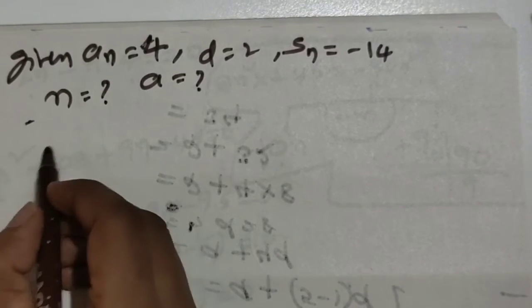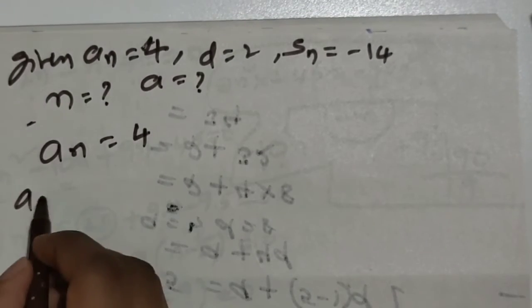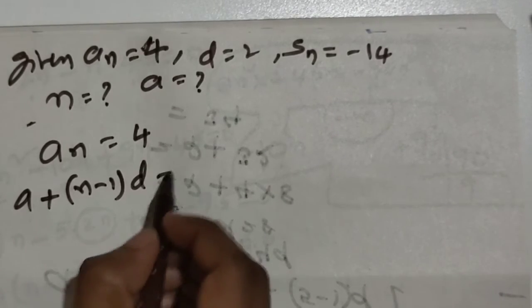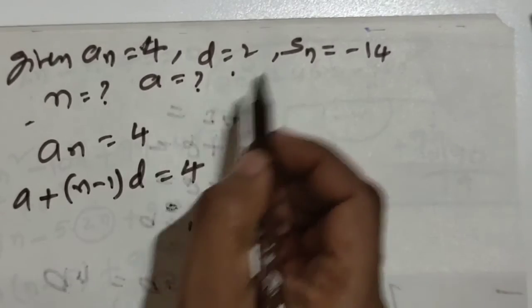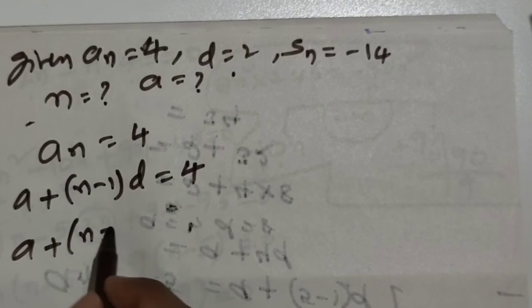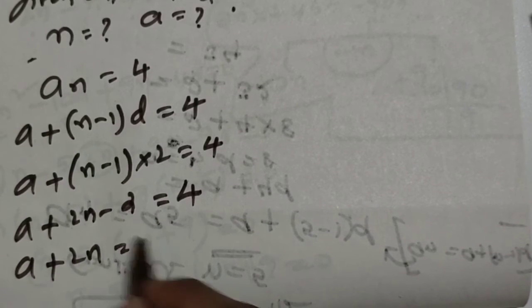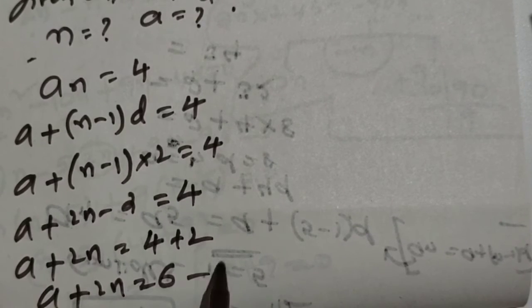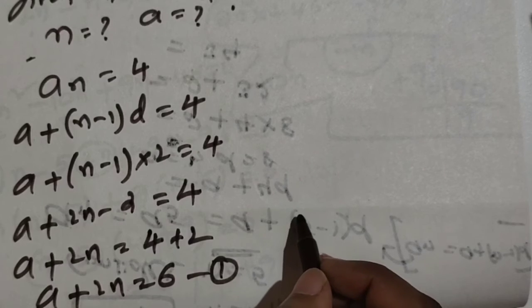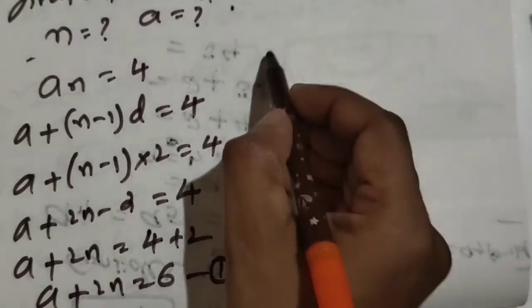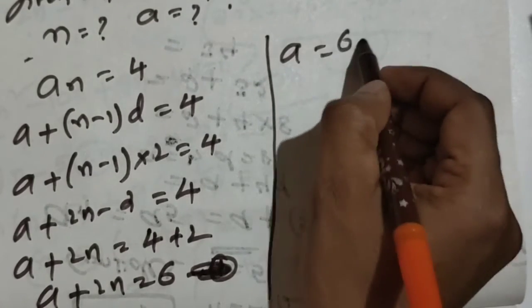So what is the an formula? As you know, a plus n minus 1 into d is equal to 4. So we have actually the d value to substitute here. A plus n minus 1 into 2 is equal to 4. Then a plus 2n minus 2 is equal to 4. So a plus 2n is equal to 4 plus 2. That is, we get a plus 2n is equal to 6. So equation 1. And again here, before going to 1, we have to write a is equal to 6 minus 2n.